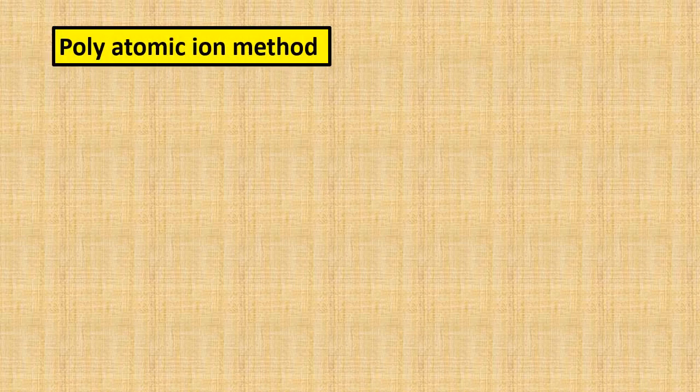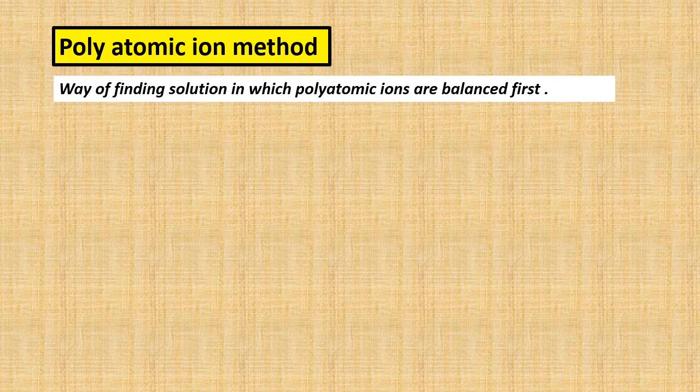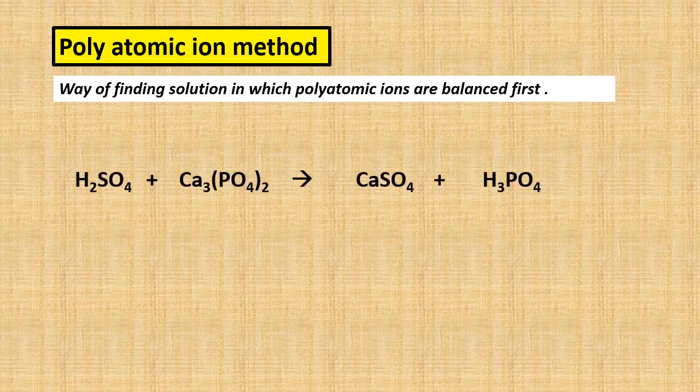Now let us see what the polyatomic ion method is. It is the way of finding the solution in which polyatomic ions are balanced first. Look at the equation: H2SO4 plus Ca3(PO4)2, which gives CaSO4 plus H3PO4.